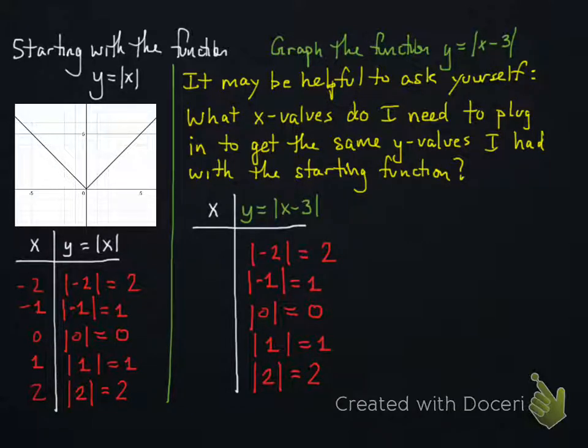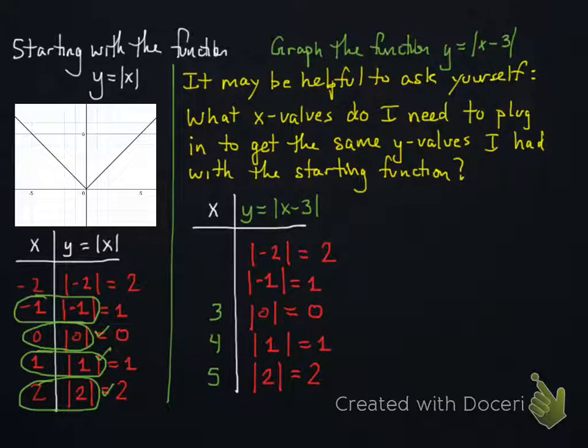Let's answer this question with a table. We'll keep the output values the same and then determine what numbers we must plug in for x. Let's start easy and ask what we need to plug in for x into our new function y equals absolute value x minus 3 in order to get 0 inside the absolute value. Of course, plugging in 3 for x does the trick. Next, what do we have to plug into absolute value x minus 3 to get 1 in the absolute value? Well, that'd be 4 for x. And just keep asking yourself this same question as you go along.